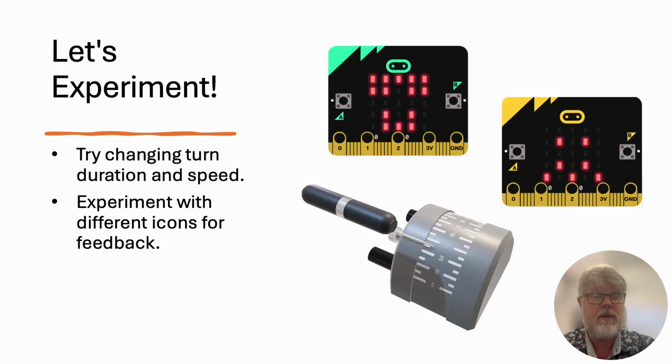When you get this to go, let's try some different things. Try changing the turn duration and the speed, so we can set a pause in there to allow it to turn a bit further or a bit less when it sees the object, or experiment with different icons for feedback showing you what's going on. So adjust the speed or adjust the icons so you know what's going on. So it's your turn to play scientist. Have a go, make a change, record what happens, and see if you can fix it up.